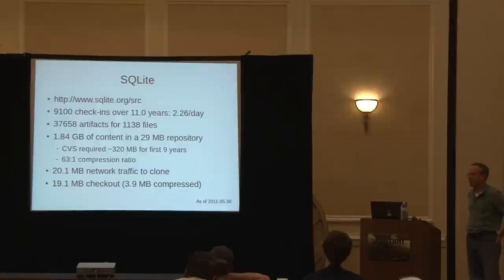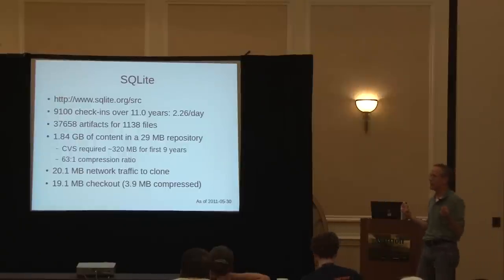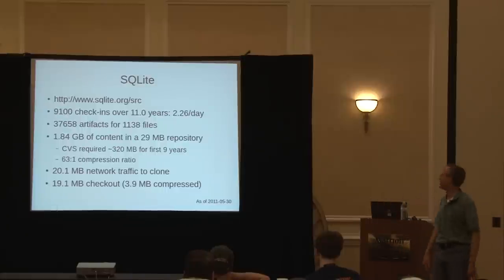Over 9,000 check-ins. Two years ago, when we first transferred SQLite from CVS into Fossil, the CVS repository was 320 megabytes. Now, two years later, with a lot of changes, we're at 29 megabytes for the Fossil repository. A single checkout is about 19 megabytes uncompressed. If you clone the entire history, it's only slightly more than that, 20 megabytes, though of course it's compressed, but that seems to be pretty good.